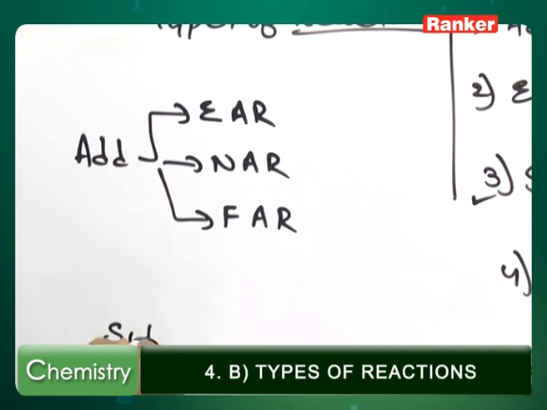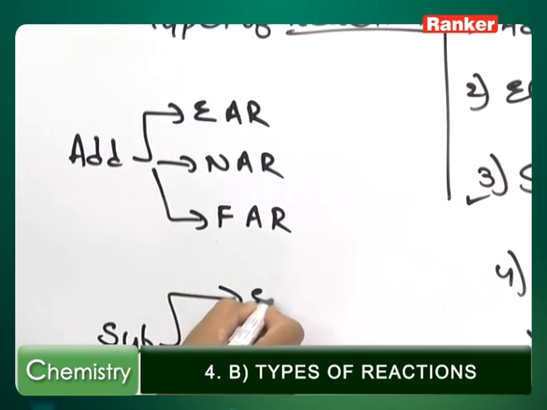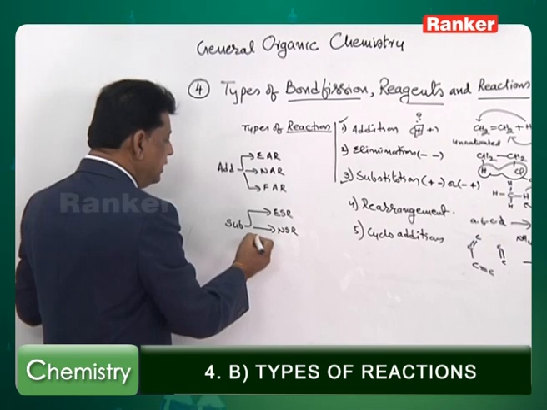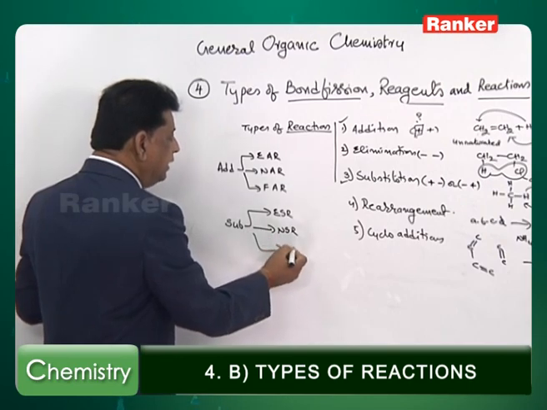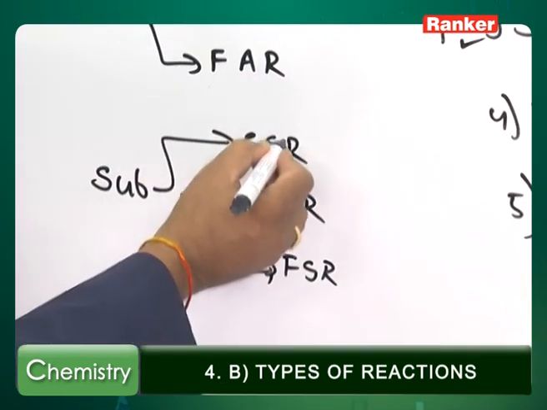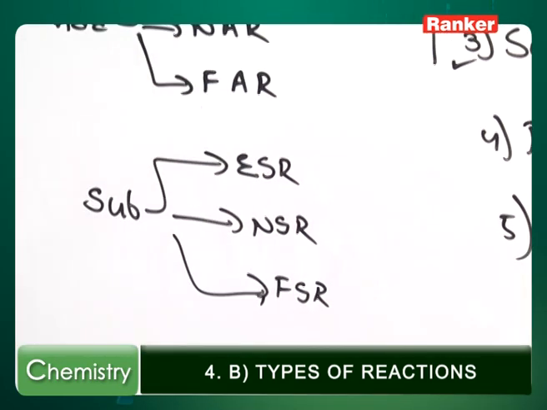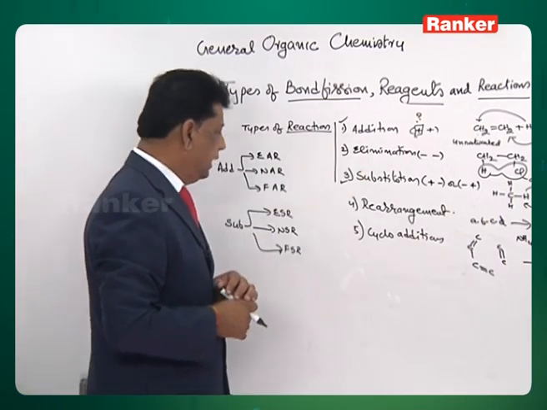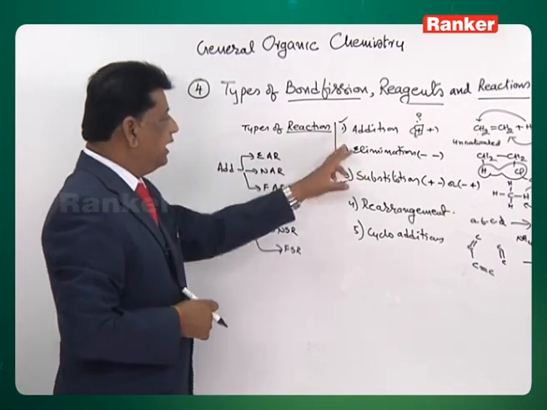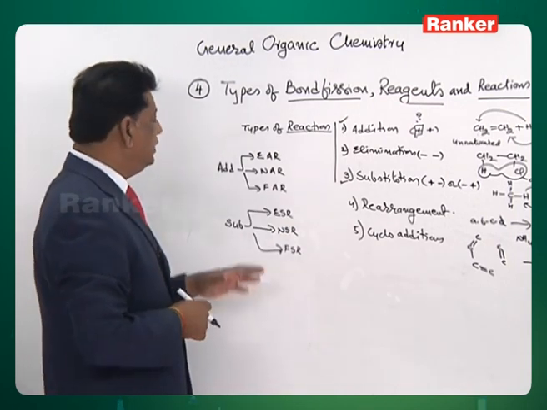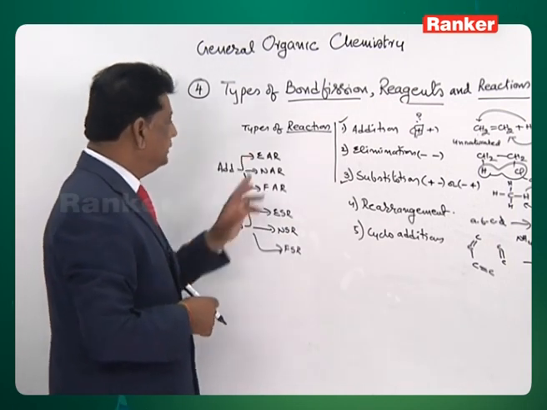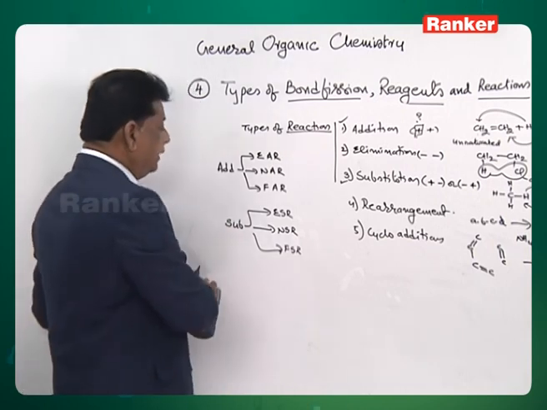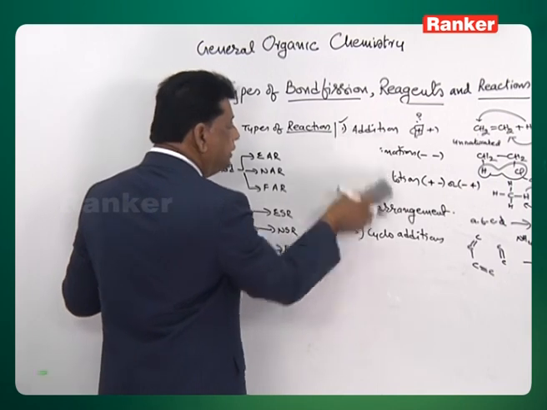Similarly, substitution can be classified as electrophilic substitution reaction, nucleophilic substitution reaction, and radical or free radical substitution reaction. So all these 3 plus 3, 6 reactions we are going to see in detail, with one elimination reaction in detail. So these 7 reactions we are going to see in detail later. So first let us take the electrophilic addition reaction, and you can also write which compounds undergo which type of reaction.